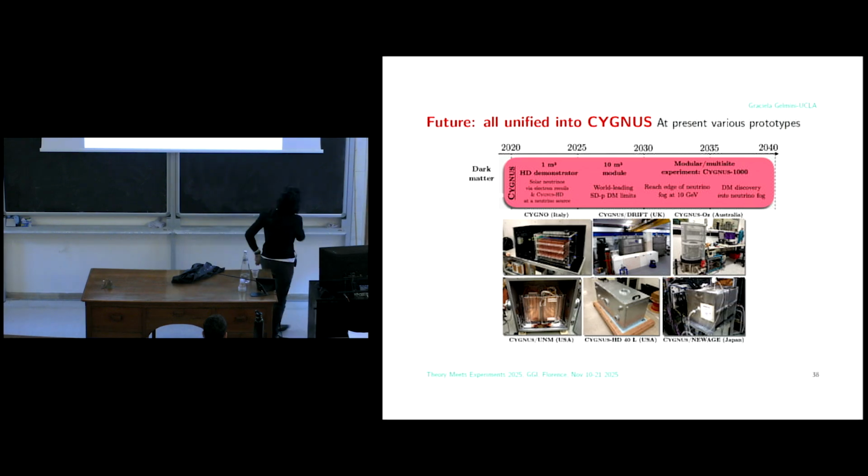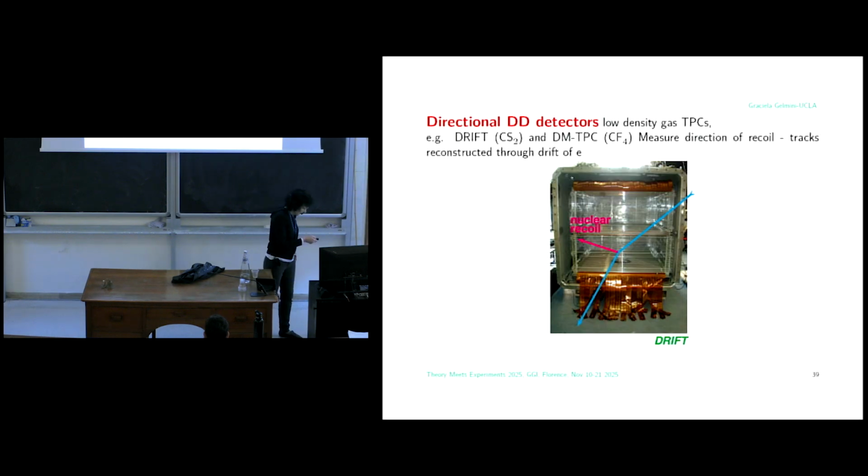You cannot very well read. Maybe here better actually. So they have a whole program, and they have many prototypes all over the world: in Italy, in the UK, in Australia, in Japan, in the US. And these two are in different places in the US. They are sort of small. They are TPC type of detectors.